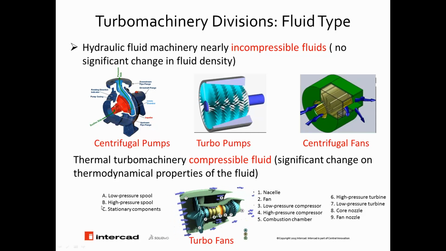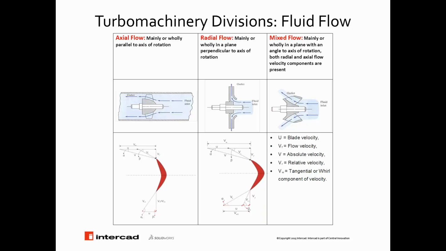However, in the second division, we're talking about thermal turbomachinery, where we have compressible fluid and significant change in the thermodynamic properties of the fluid. As you can see in the picture, a very good example of this is a turbofan or jet engine. We have different sections there, and we significantly change pressure and velocities, maybe even the phase of the fluid if we're talking about, for example, steam. All right, now let's move to the next category. We talked about fluid flow pathways.